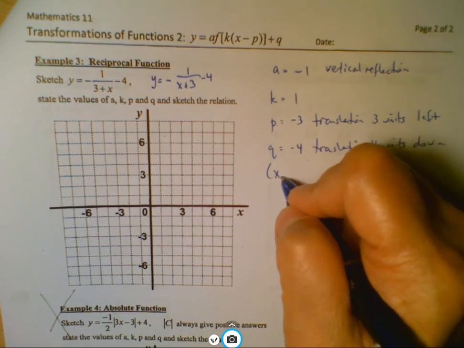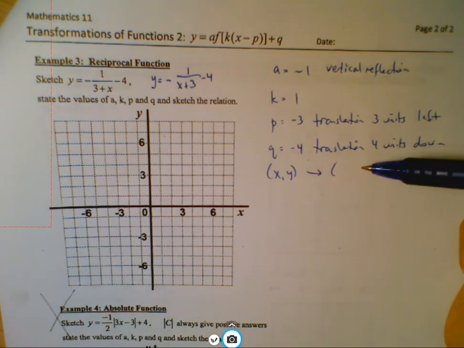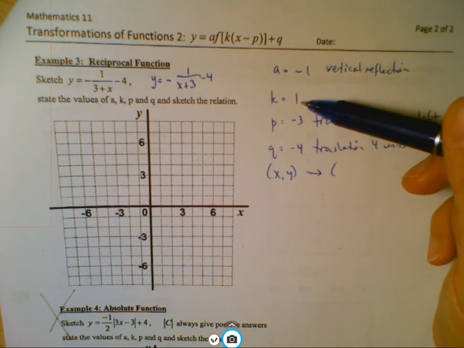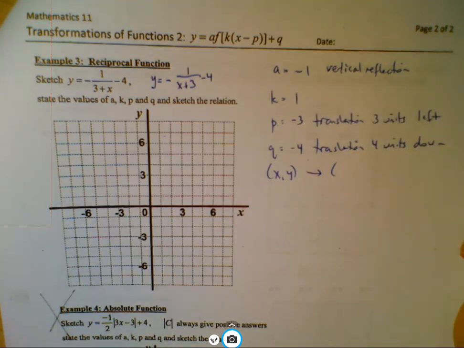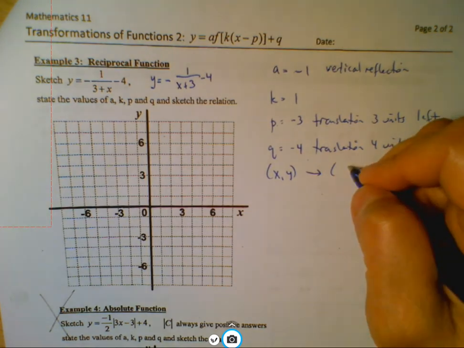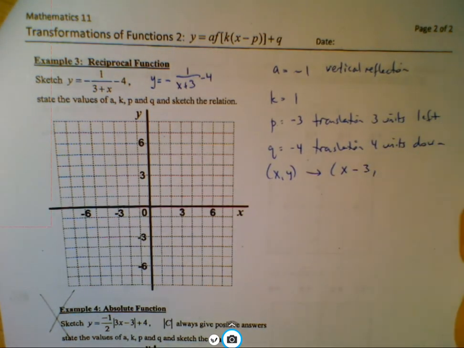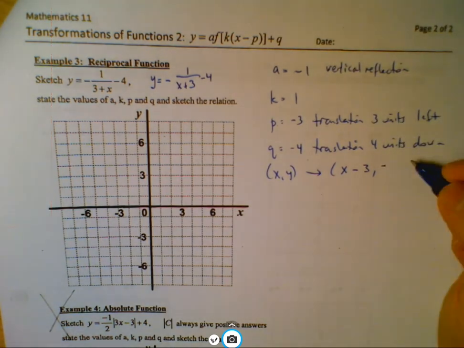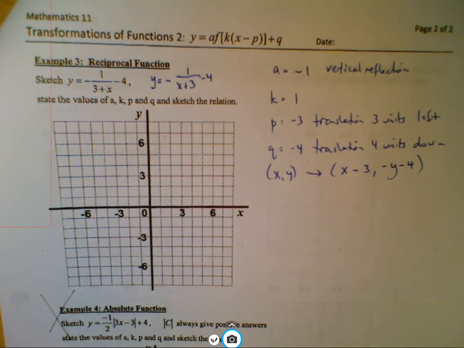So we're going to write the mapping rule. Okay, so what's happening to the x's? Remember, k and p are the horizontal things. So x is not multiplied by anything, but we do subtract 3 from it because we're moving to the left. So then we're going to go x minus 3. And then the y's, not multiplied by anything, but they do get multiplied by -1 because there's a reflection. And then they go down 4. And that's our mapping rule.